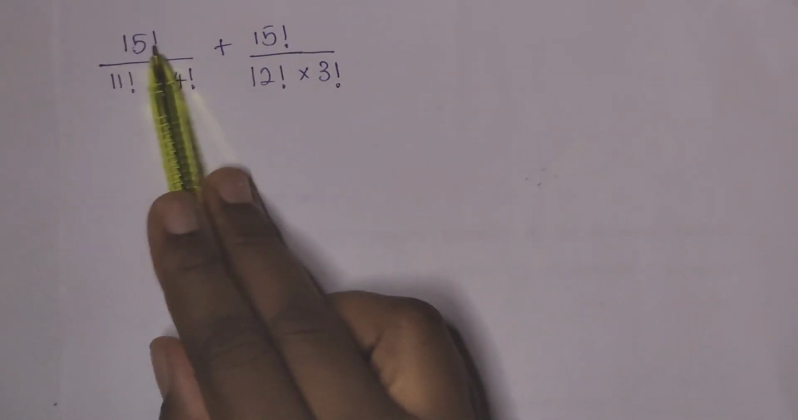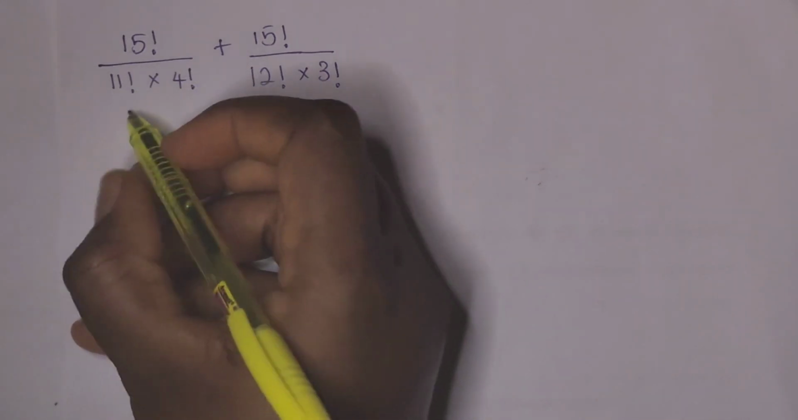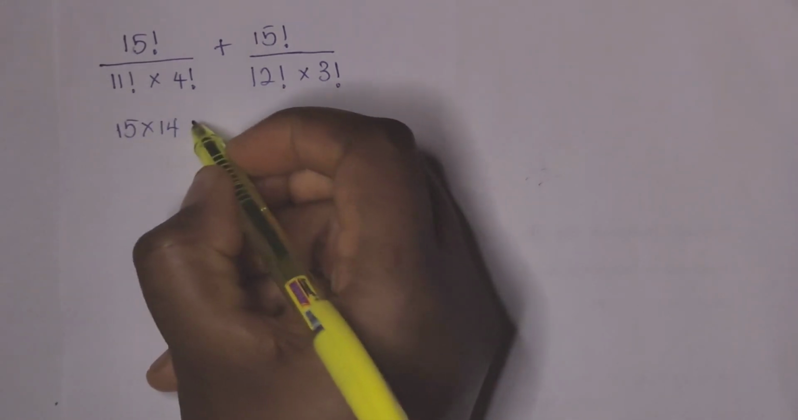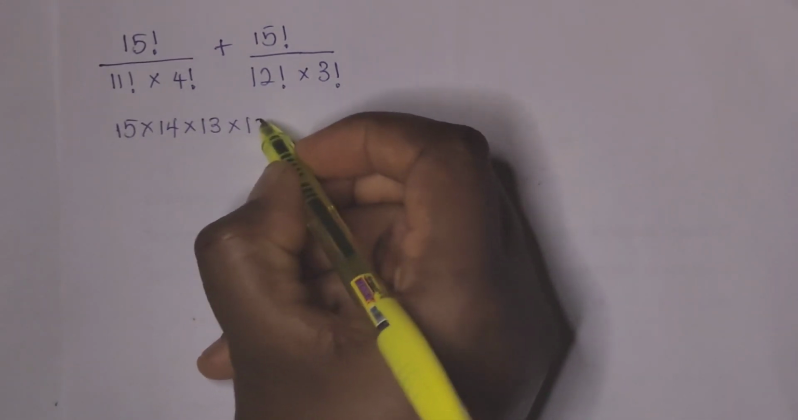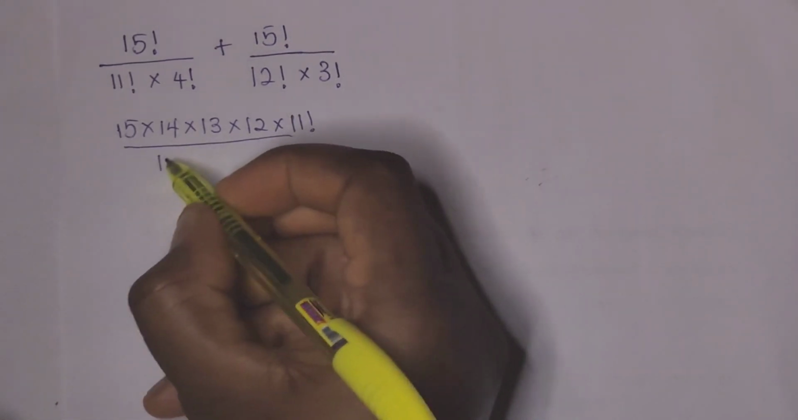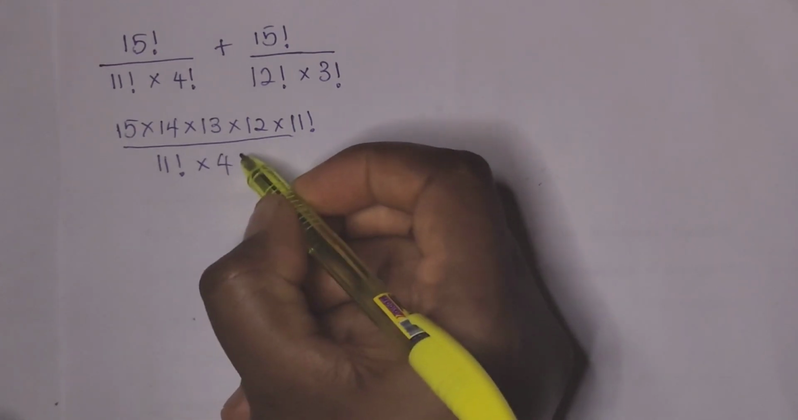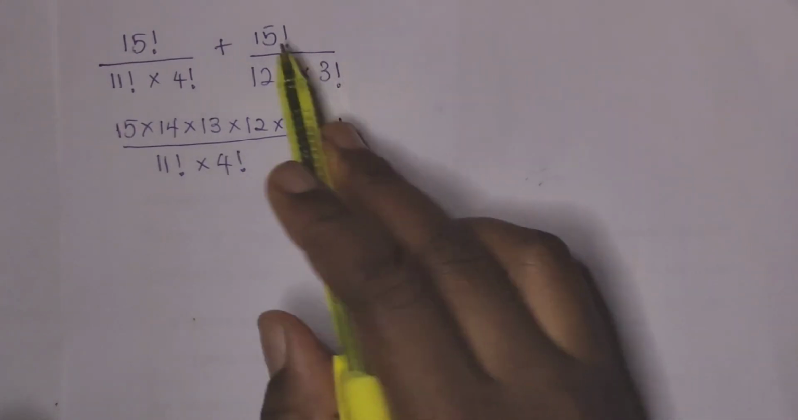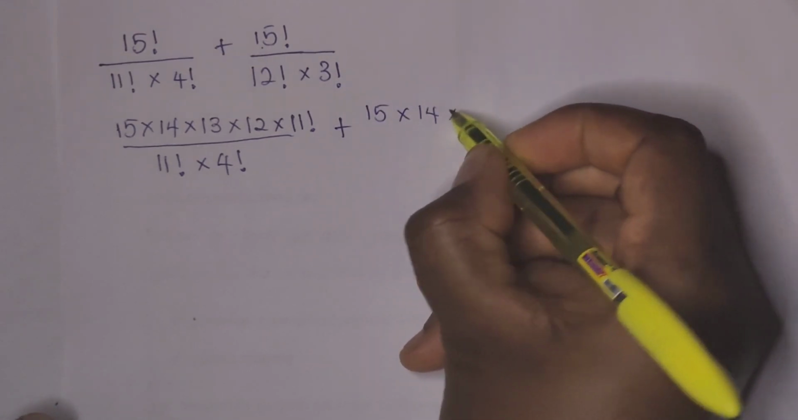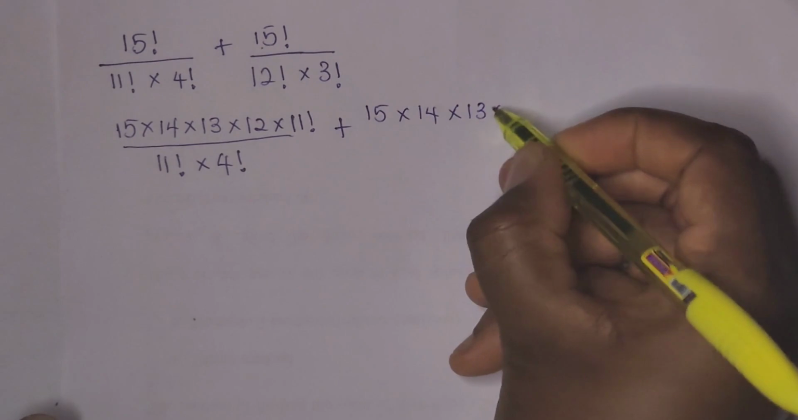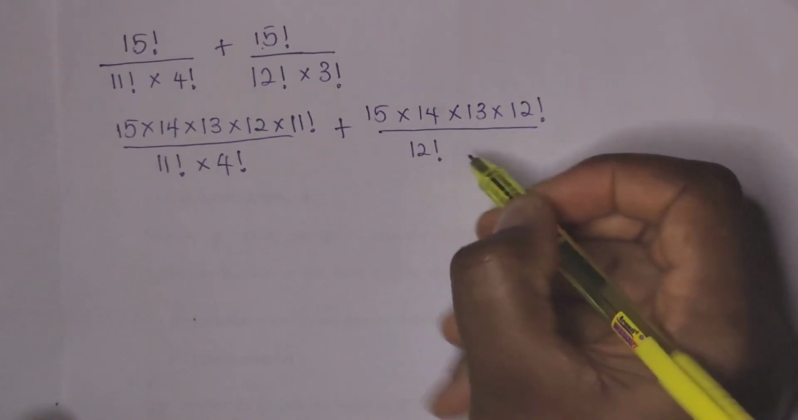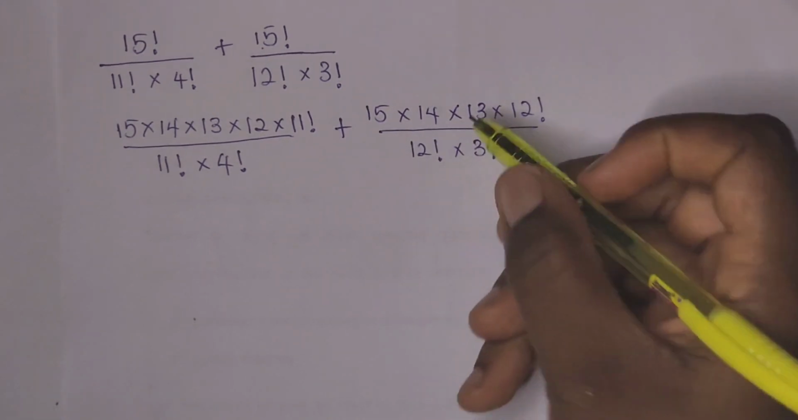So let's expand the numerator. 15 factorial simply means 15 times 14 times 13 times 12 times 11 factorial all over 11 factorial times 4 factorial. Plus, we'll expand this one as well. We have 15 times 14 times 13 times 12 factorial all over 12 factorial times 3 factorial.